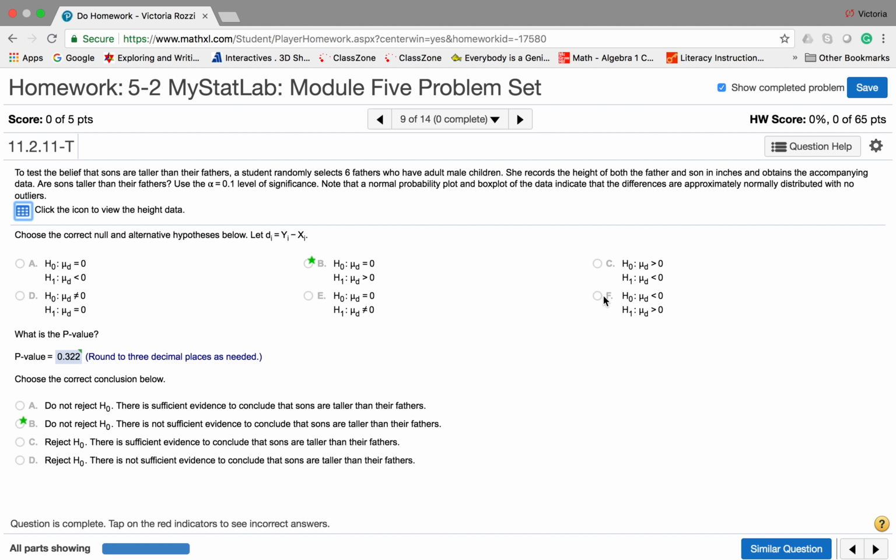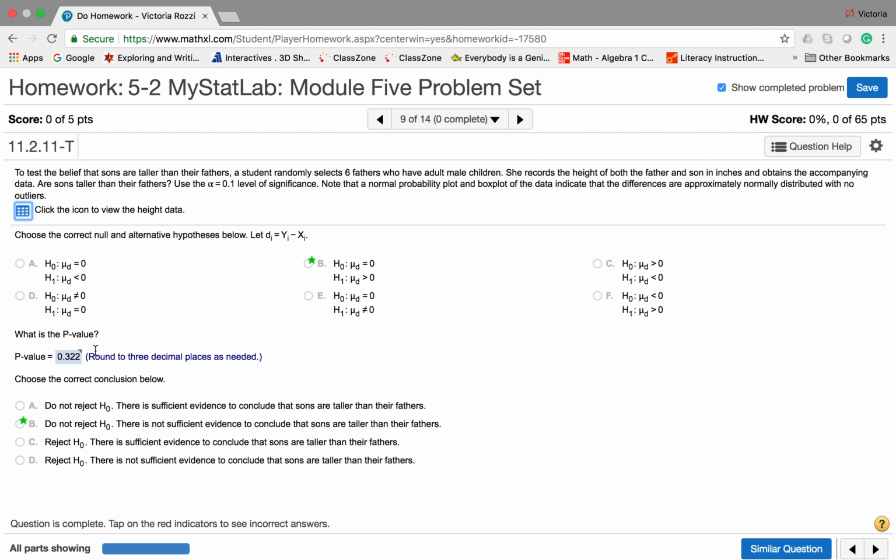Now the reason we're actually going to choose B is that we want the sons to be taller than their fathers. We want that difference to be greater than 0. Okay, so the difference being greater than 0, if I took the height of a son and I subtracted the height of a father, I should get a number that's bigger than 0. Okay?